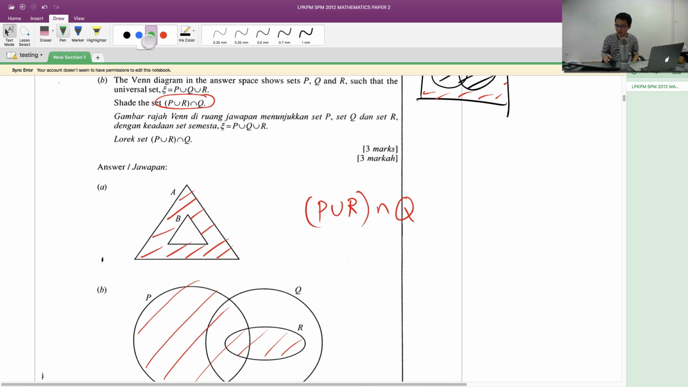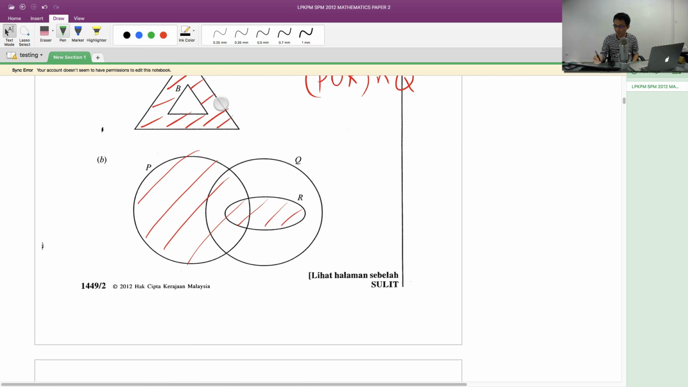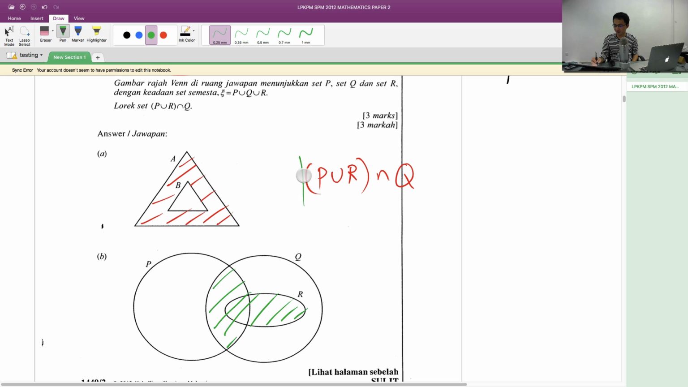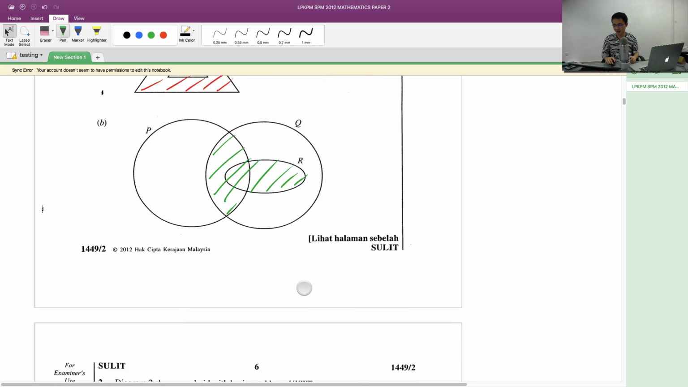So which part will intersect with Q? For the whole part I shaded here, the part that intersects with Q is only here. So I have to erase all this. Okay, this one should be my final answer. The first thing is you do whatever is inside the bracket first. So P union R means you shade everything of P and R. Then of everything you shaded just now, which part intersects with Q? That will be your final answer.